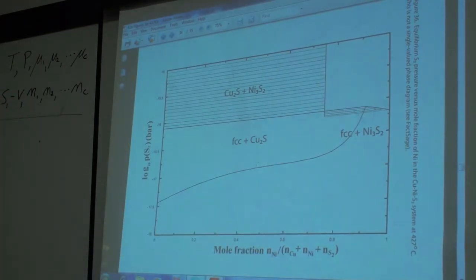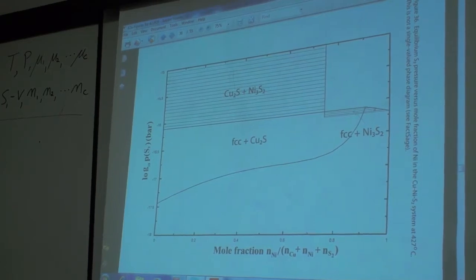here I have two two-phase regions which are intersecting somewhere here. This could be in an FCC plus nickel sulfide region, or it could be in the FCC plus copper sulfide region. There's something that's kind of screwed up here. This region up here doesn't exist. You can't realize that region.